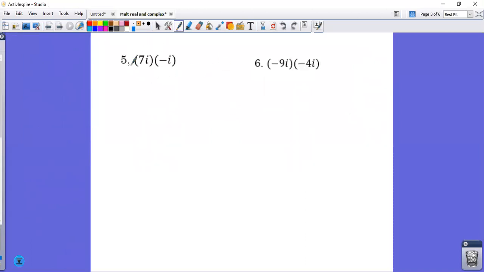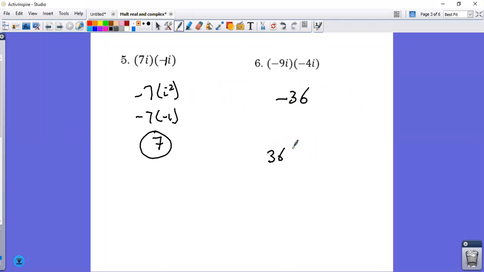Okay, here we go. So don't forget that's a negative 1 there. So 7 times negative 7, and then i squared would be negative 1. So that's 7. Negative times negative is positive, but i times i is negative 1. So this would be negative 36, right? So it would be the positive 36 and the i squared, which would be a negative 1. So it's like having three negatives because the 9 is negative, the 4 is negative, and the two i's would make another negative.